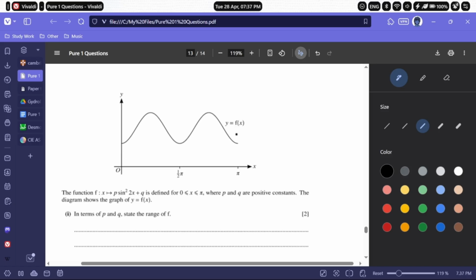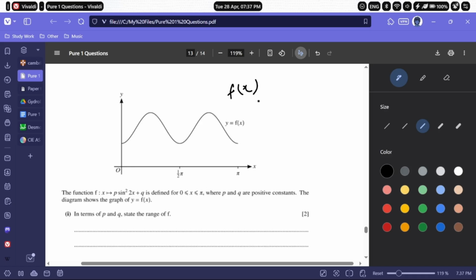So yeah. Anyway, right. So the diagram shows f of x. In terms of p and q, state the range of f. Okay. So for that, you have your sine. Wait, let me just write it over here.